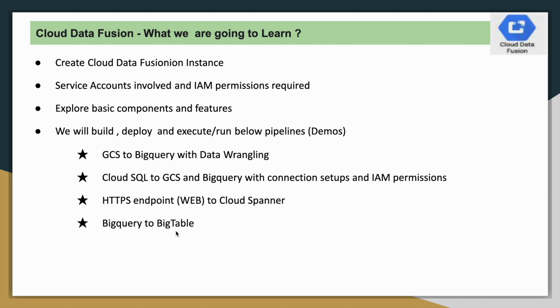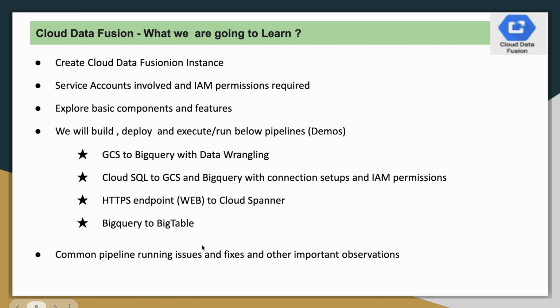When you deploy your pipeline into the Cloud Data Fusion environment, it uses Cloud Dataproc to execute your workloads. There we'll explore the different features we have. If you are running your pipeline, there may be a chance it encounters some errors. What are the most common errors which we may encounter while running this pipeline, and what quick fixes can we do to resolve the issue? We will try to explore all those things.